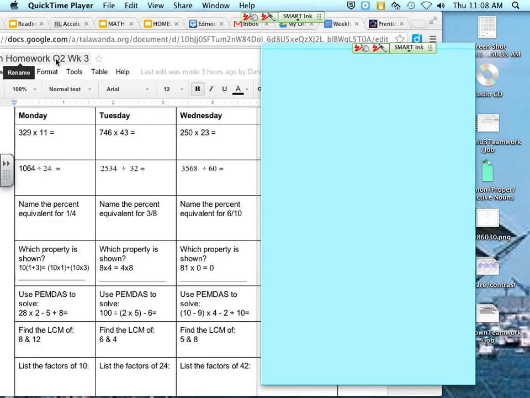Over on the right hand side on the dry erase board, and he got 5,750. Let's check our work with Hunter to see what the division problem looks like. We have 3,568 divided by 60.